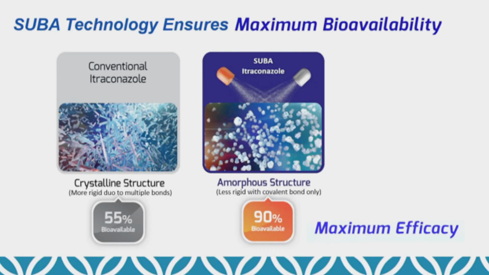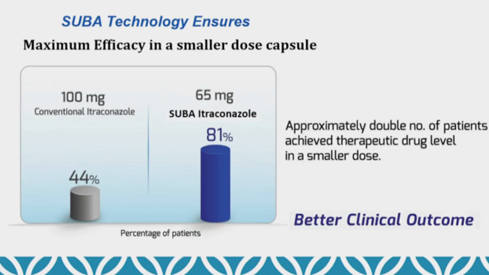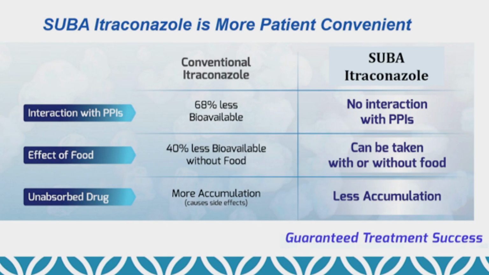Conventional itraconazole has a crystalline structure, this is amorphous. There are some repetitions. Conventional is 100 milligram, this is 65 milligram. And then interaction with PPIs makes conventional itraconazole 68% less bioavailable, and SUBA has no interaction with PPIs, because there is no chance of interaction. We have actually coated the molecule with the phthalate. Phthalate is always pH dependent, and it is not dissolved when the pH is below 6. It only dissolves above that, so the drug is protected. And with unabsorbed drug there is more accumulation and side effects, and with this there is less accumulation. Thank you very much.